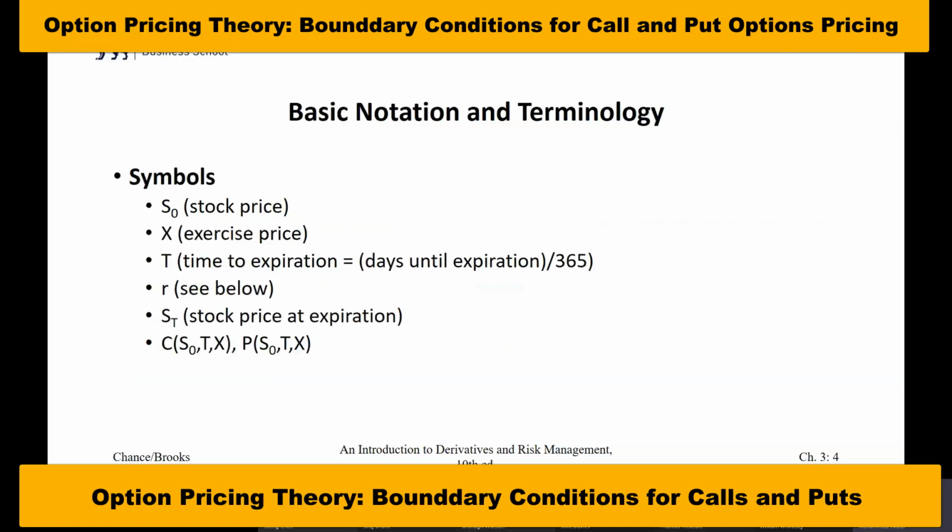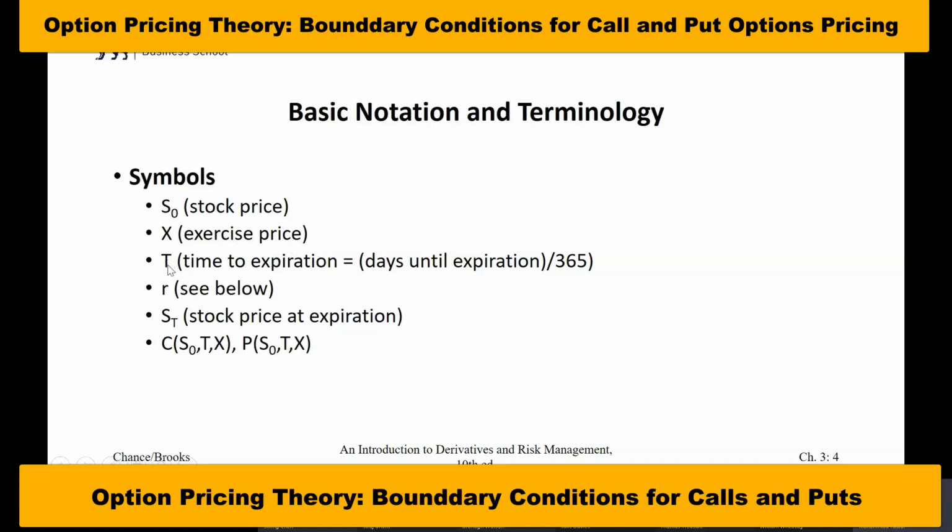At the start, we need to clarify the symbols that we are going to use in our discussions. Throughout, mostly we will be relying on these symbols from now onward when we are pricing or valuing options. So S naught here will be the current stock price. So remember this, S naught is the current stock price. X will be used for the exercise price in an option.